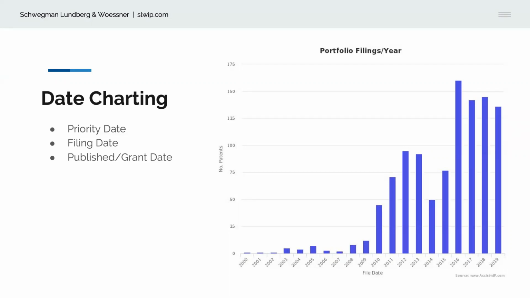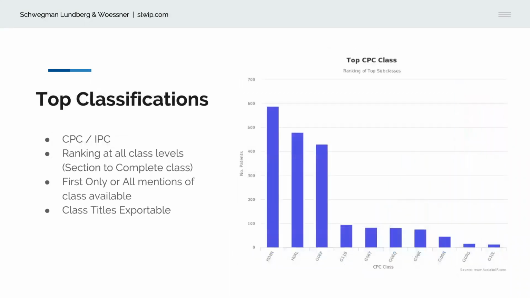All right, let's move on to the next slide, please. So here's an example of a bar chart you can get by top classification. If you were searching, let's say, a competitor's portfolio, you could see which classifications they're filing in. And you can do the similar kind of narrowing of these as we already mentioned with the other chart.